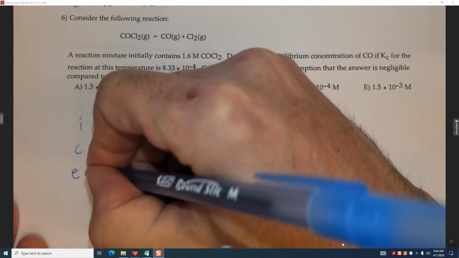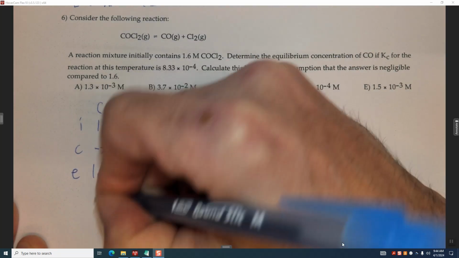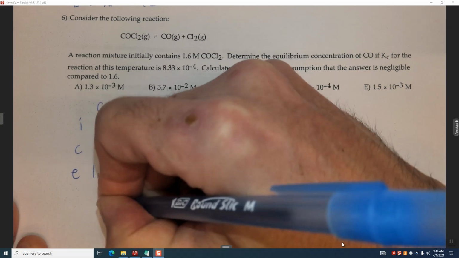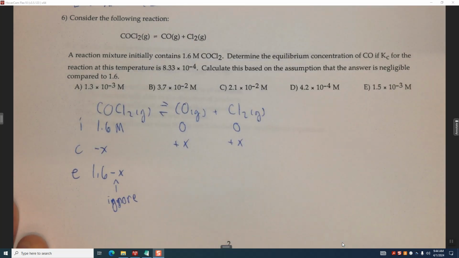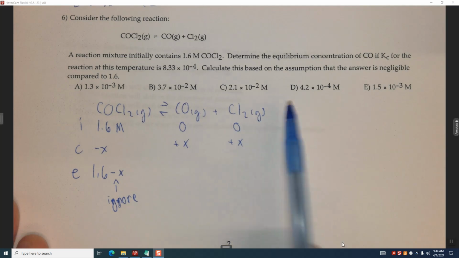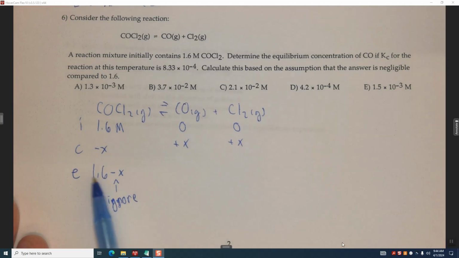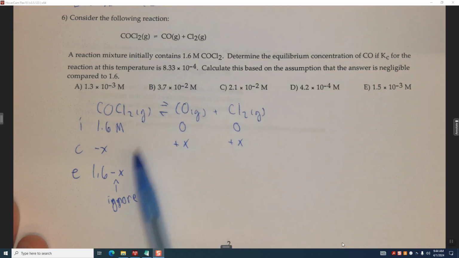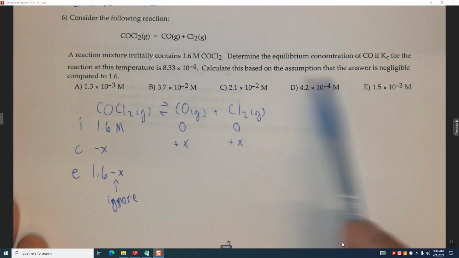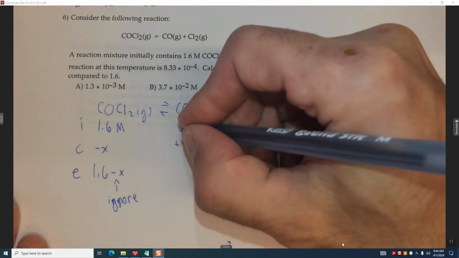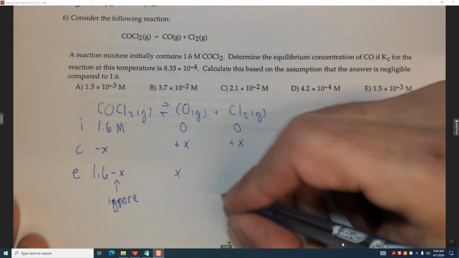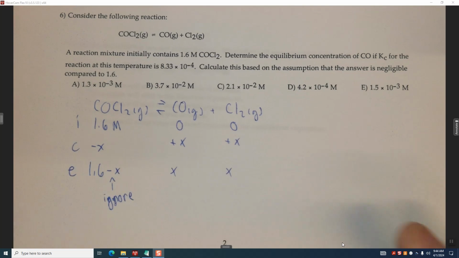So this one's going to be 1.6 minus x, but we are going to ignore this x, so we don't have to use the quadratic equation, and because we just look at the answers, they're way small compared to 1.6. They're way less than 5% of this value. Okay, these are all very small numbers. It also tells us we can ignore this. In this case, you have 0 plus x, which is just x, and in this case, you have 0 plus x, which of course also is just x.